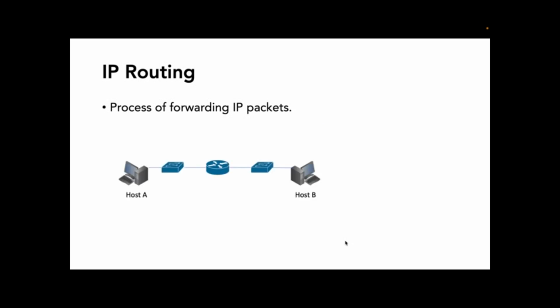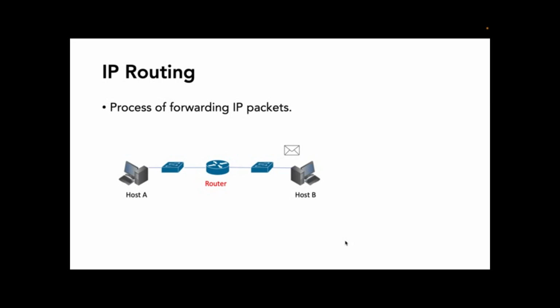IP routing is a process of forwarding IP packets from a device that originally builds it to the device that is supposed to receive it. In simple words, I can say it delivers IP packet from the sending host to the destination host. And this routing process is usually done by the device called router.